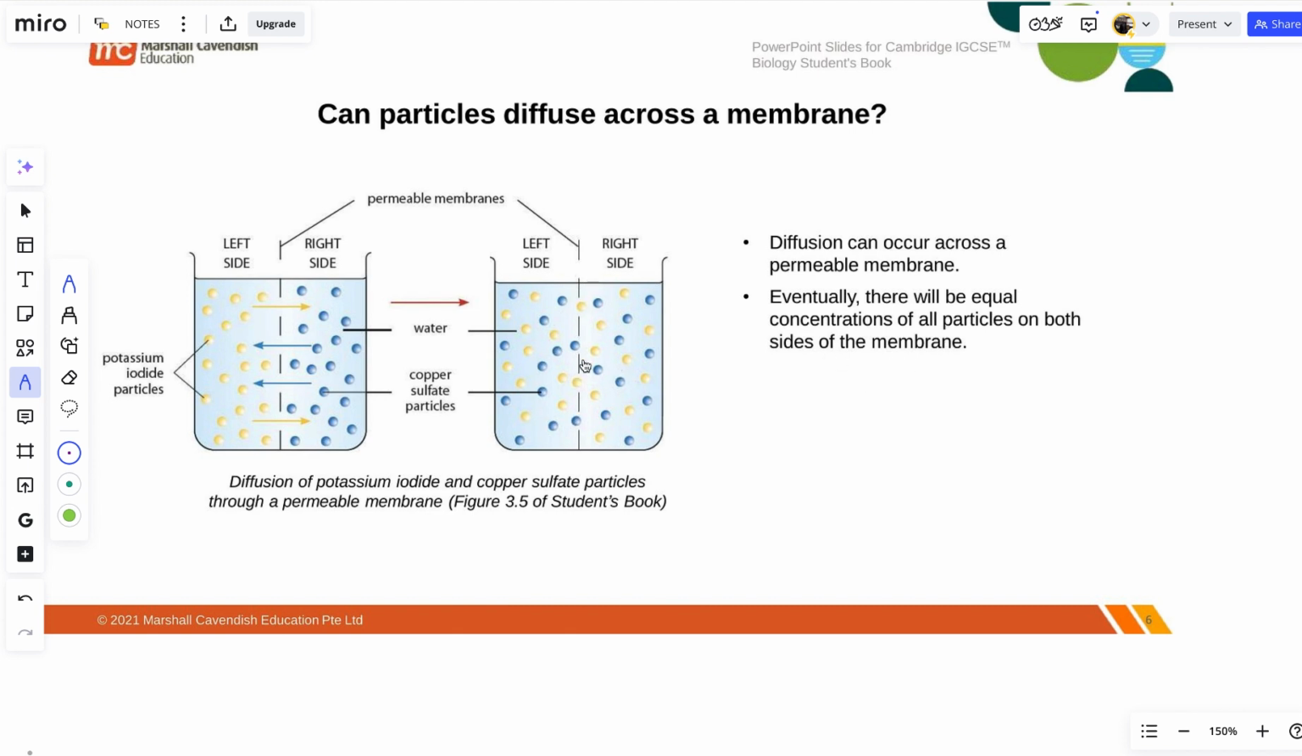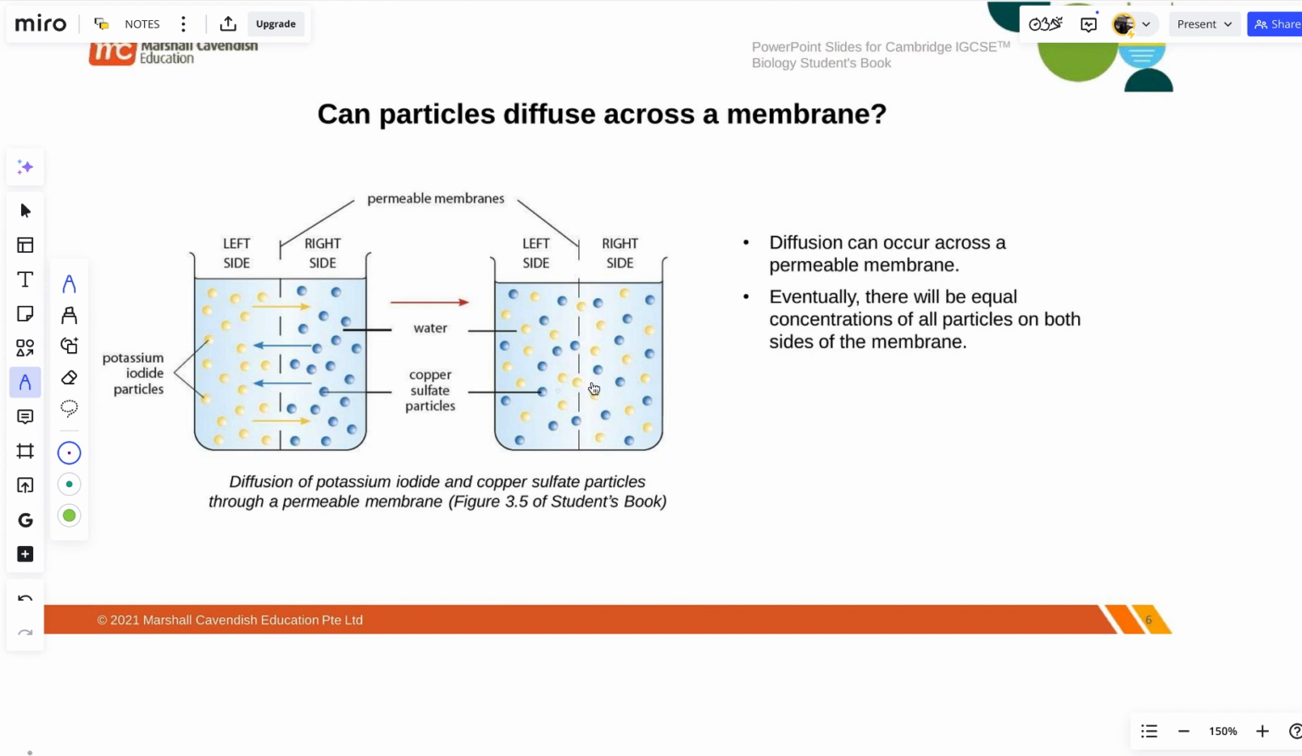If you create a membrane, you have the right side and the left side. The left side is potassium iodide, the yellowish one. They are potassium iodide ions or molecules or particles. And then on the right we have the copper sulfate ions, and you create a membrane between them. When you create a membrane between them, they will start to diffuse. The potassium iodide on the left will start to diffuse through this membrane. They will start to go to the right side. And the ones on the right side, which is copper sulfate, will move to the left side.